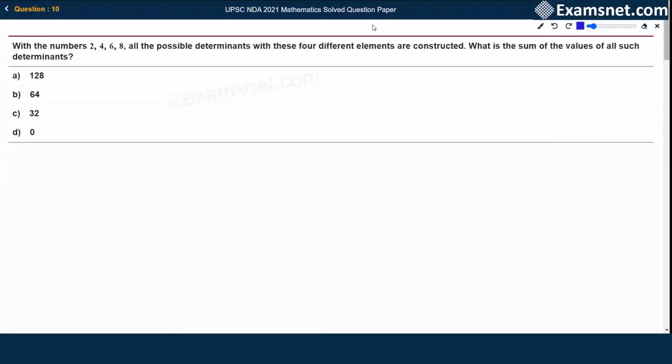In question number 10, it is given that with the elements 2, 4, 6, 8, all the possible determinants with these 4 different elements are constructed. What is the sum of the values of all such determinants? First, what is the formula for arranging n elements? If there are n elements and we want to arrange r of them, the formula is nPr, that means n factorial by n minus r factorial.